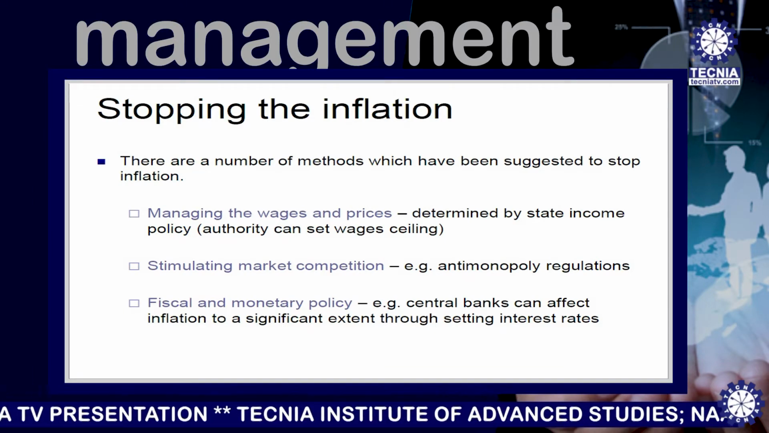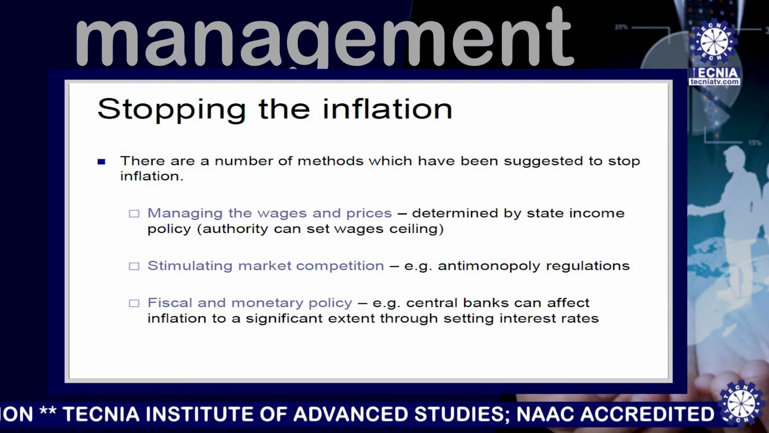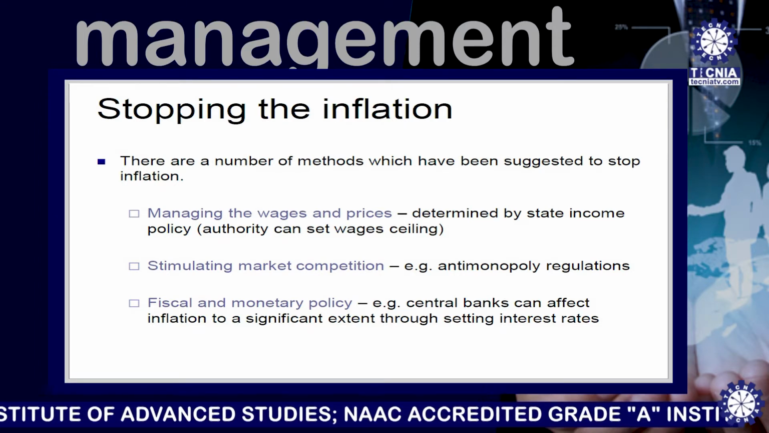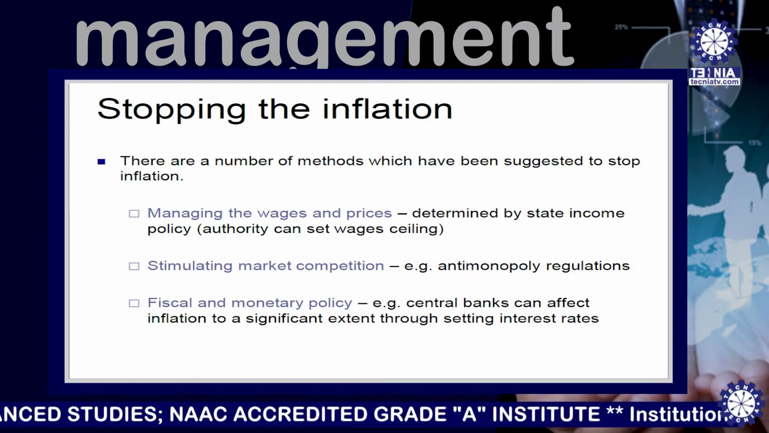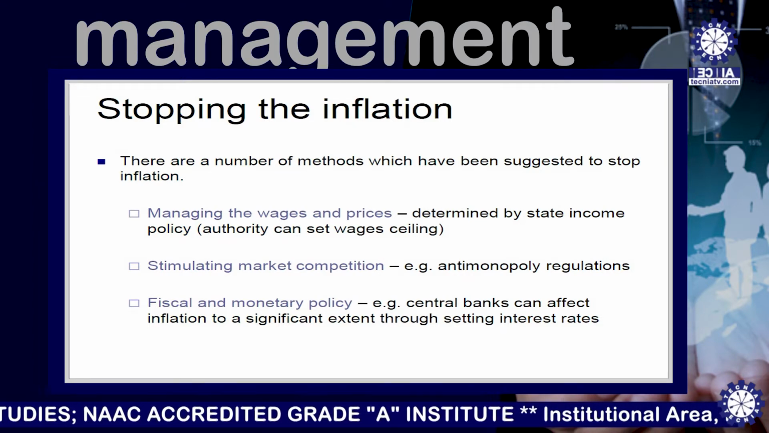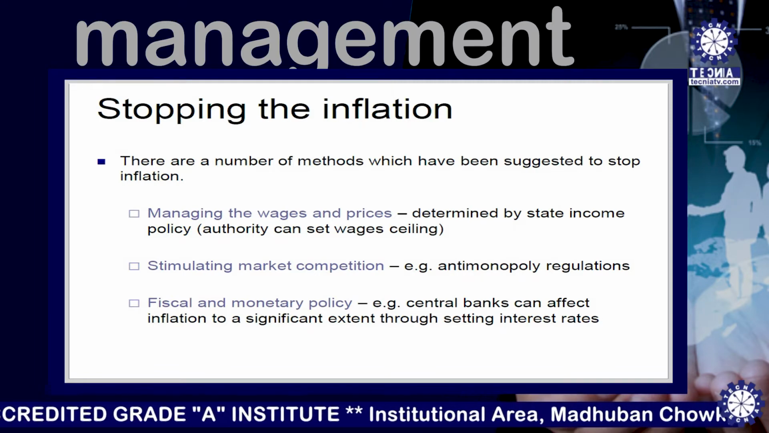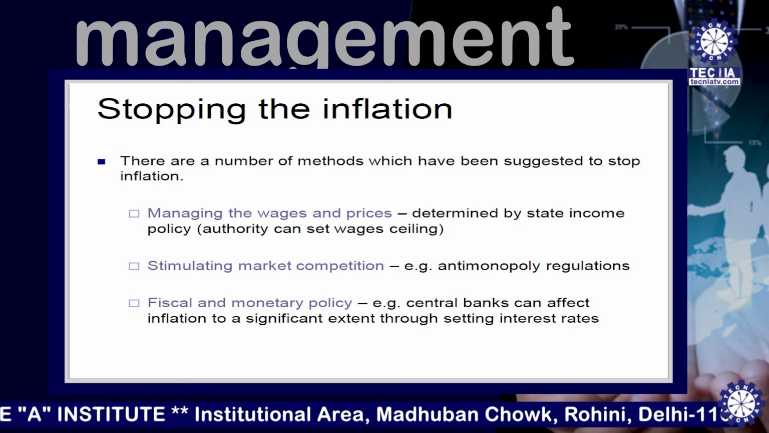First one is managing the wages and prices. It is determined by state income policy, in which the wage ceiling is set by the government. That is, beyond this level, the wages will not be increased. That will further lower down the possibility of increase in the cost due to labor expenditure.